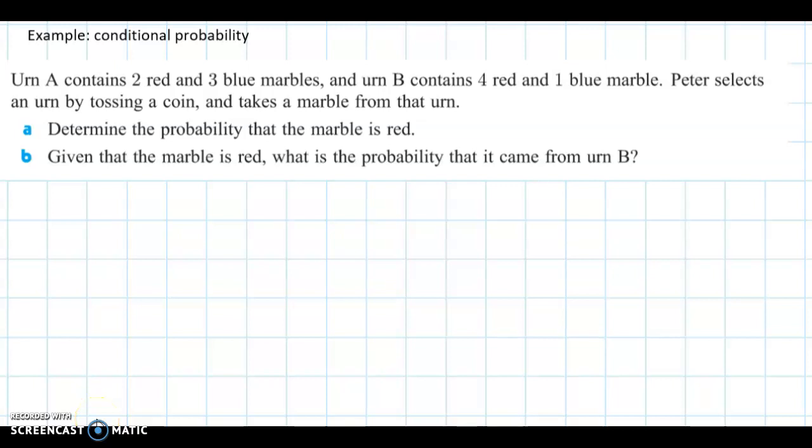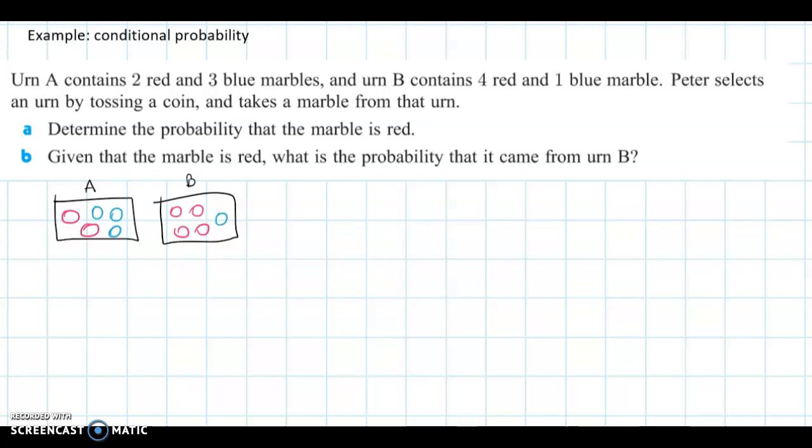Hello, in this video we consider this typical example of conditional probability. We have two urns, let's just say boxes for simplicity. In A we have a total of 5 marbles, 2 of them are red and 3 of them are blue. And then we have another box B, and in there we have 4 red ones and only 1 blue.